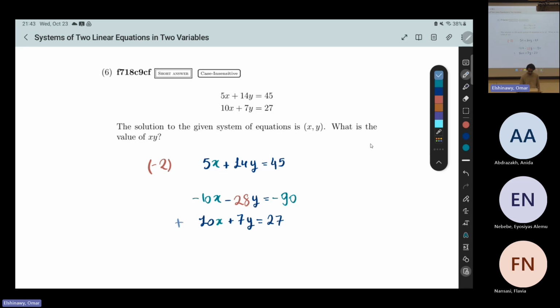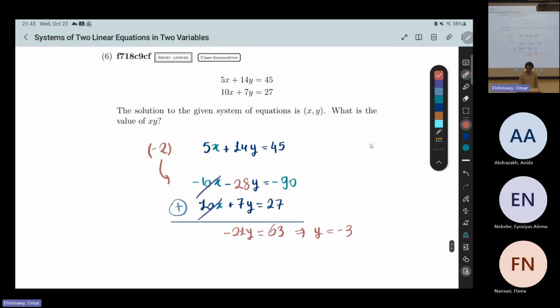And if I add both equations to each other, so I go from here to there, and then if I add these two equations to each other, then 10 and 10, -28 plus 7, that's -21y, which will be equal to 90 minus 27. I think that's 63. Then this means that y is equal to -3.